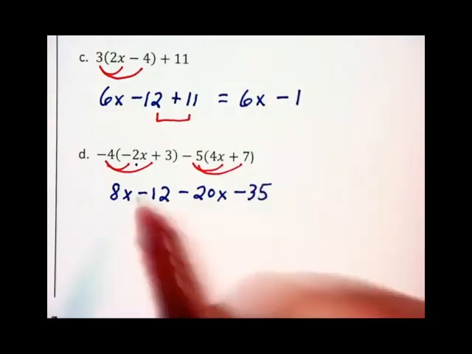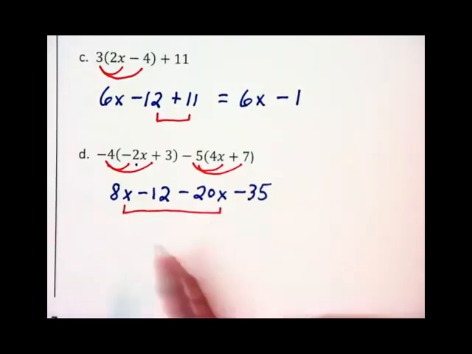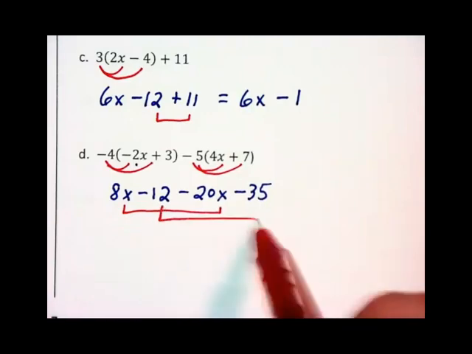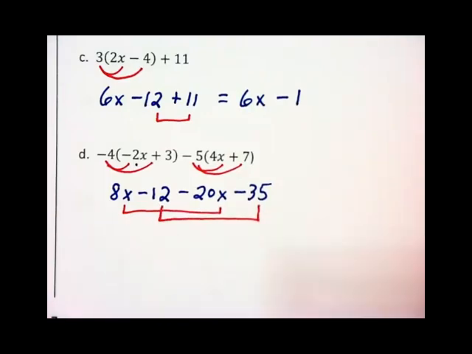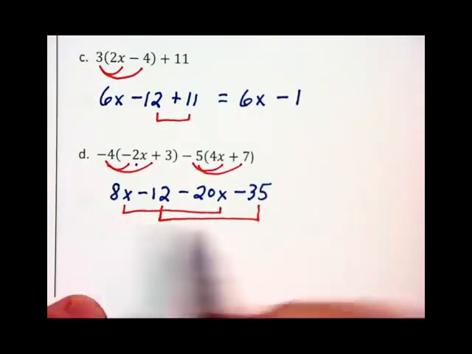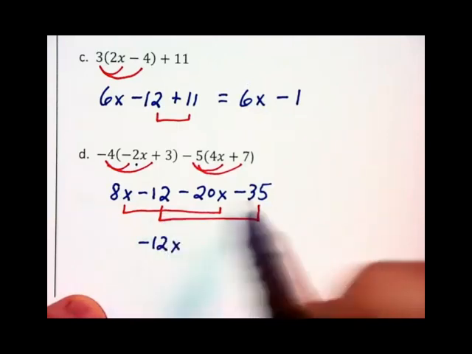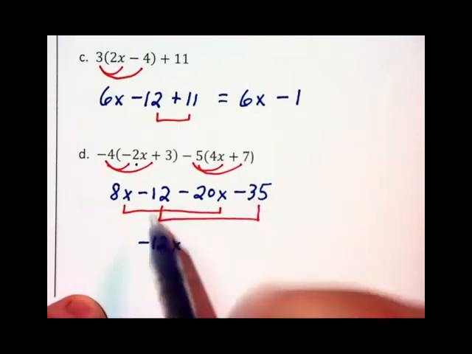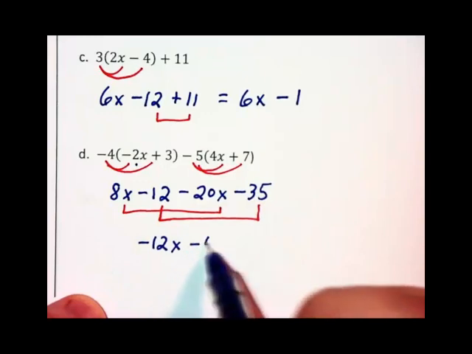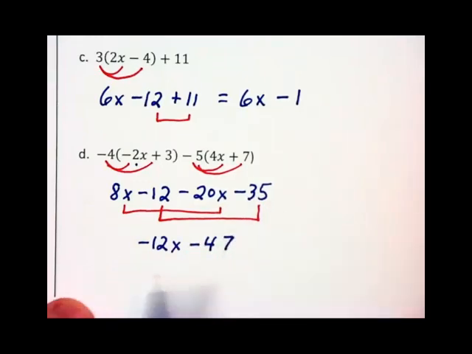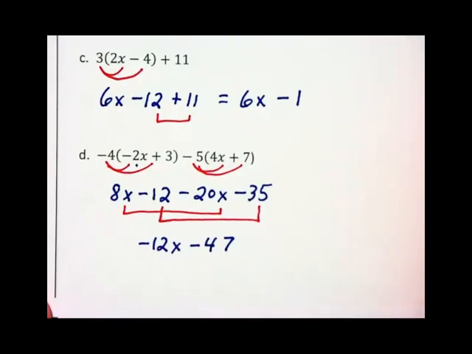Then we combine the x terms together, and then the two terms without variables, those are called the constant terms, we combine those two together. So 8x minus 20x makes minus 12x, and the negative 12 and the negative 35, more negativeness means we have negative 47. And you can see why it's important that you have your properties of signed numbers down well, because we don't want that stuff to mess up the algebra that we're going to be working with.